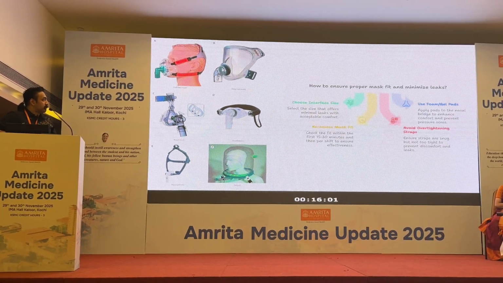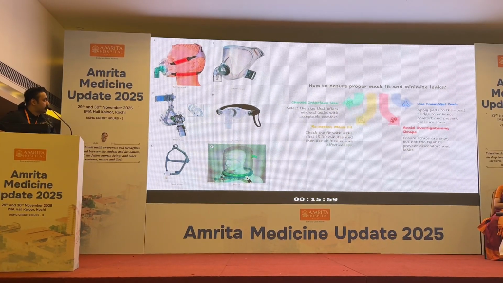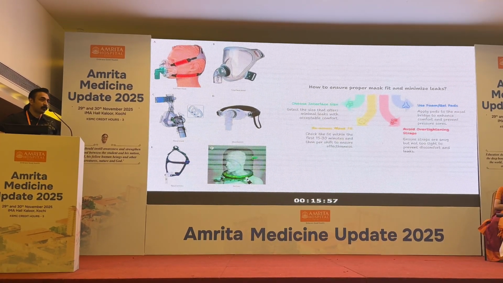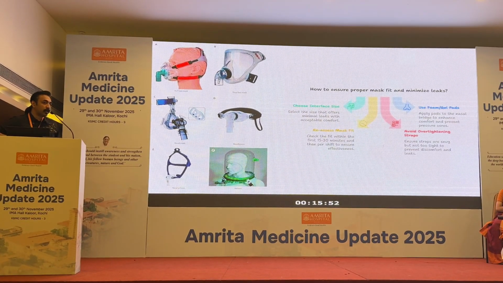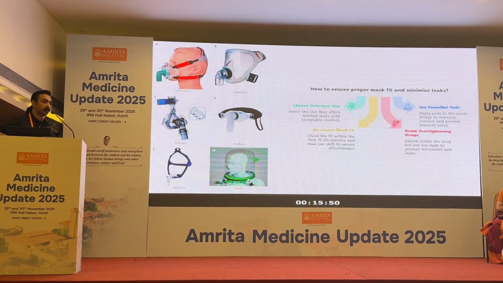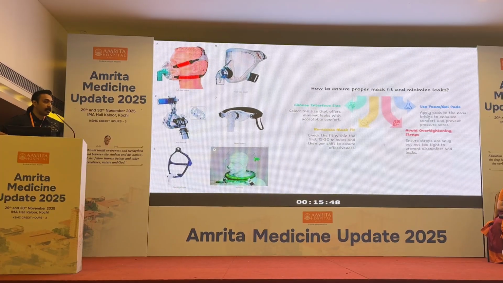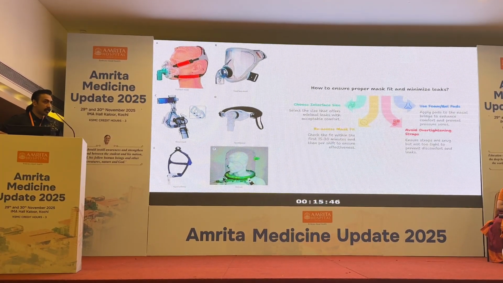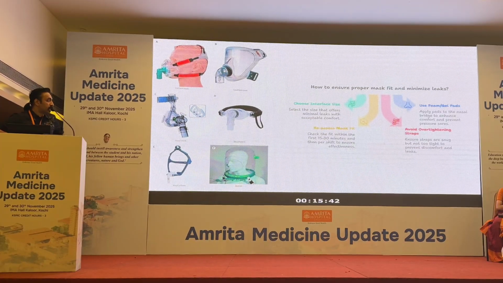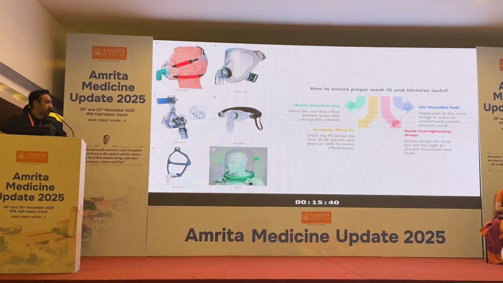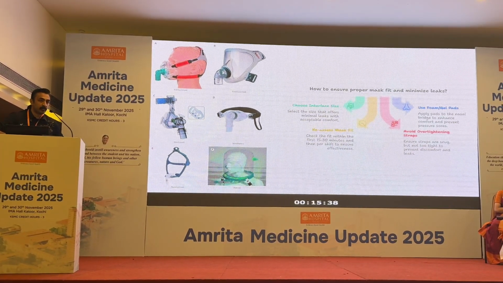Now, when you are keeping the mask, always look for a few things. Choose your interface size. It's not that one mask fits everyone, right? So make sure that you keep the mask, check it on the patient's face, make sure there is no leak and it's fitting properly. Consider keeping foam or gel pads to prevent necrosis. Avoid over tightening of straps and reassess mask fit every 15 to 30 minutes.